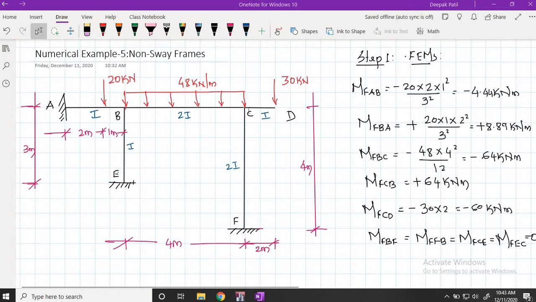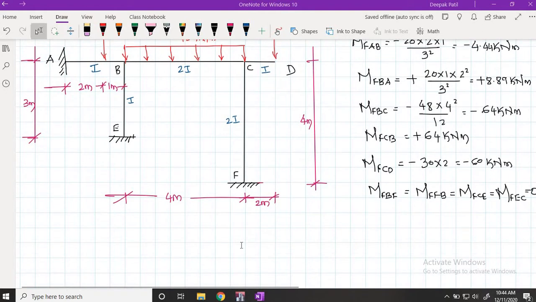Now regarding MFCD, when you calculate the fixed end moment, you have to fix support C and calculate the fixed end moment because of this 30 kilonewton. So it comes out to be minus 30 into 2, that is 60 kilonewton meter, because at the fixed end support C, the reaction due to this 30 kilonewton will be counterclockwise. So it is minus 30 into 2, and all other moments in spans BE and CF are 0.